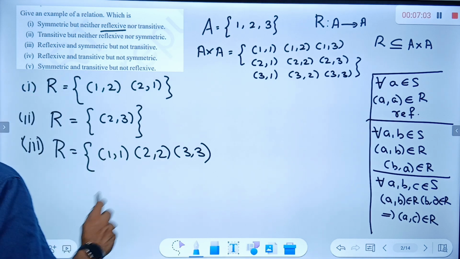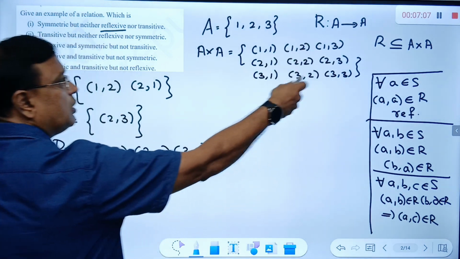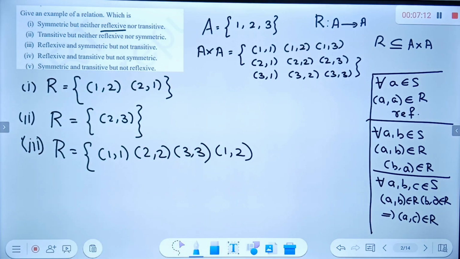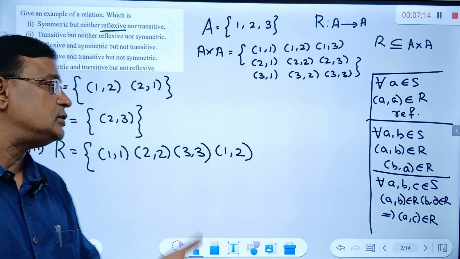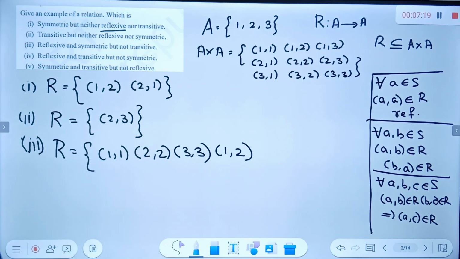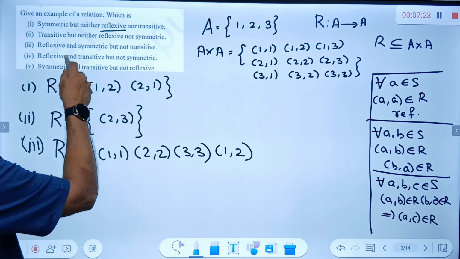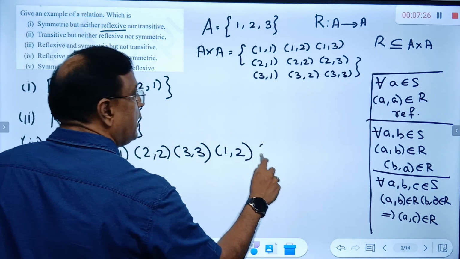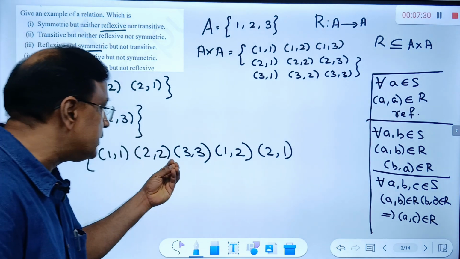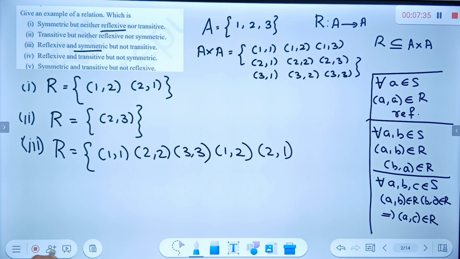Now is it symmetric? If you want it symmetric, let me add one of the elements from here. Any one element, whatever you like. So I will choose 1, 2. If I add 1, 2, then the question is it reflexive? Yes. Is it symmetric? Definitely no, because if 1, 2 belongs to R, you should have 2, 1. So to make it symmetric, I need to add 2, 1. Okay. So this is definitely reflexive. This is definitely symmetric. But is it transitive? That also you should need to verify.